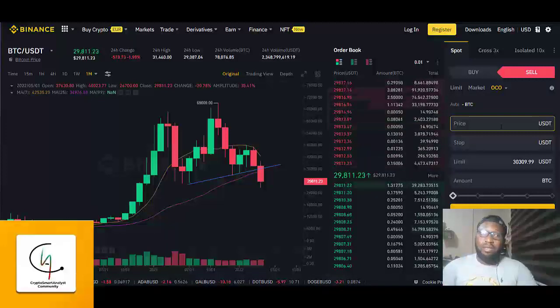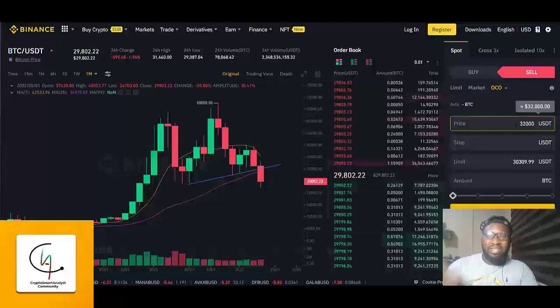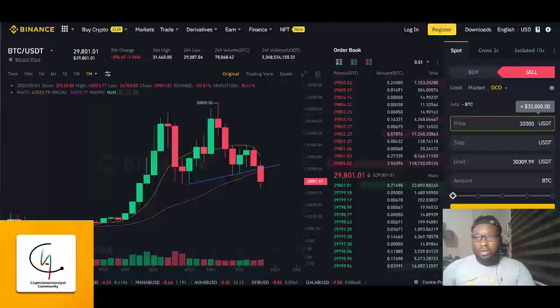It's best to use this whenever you're placing your stop loss. You want to place your target and stop loss at the same time. For the first tab, where you have the price, the first section is where you enter your price. Let's say when Bitcoin gets to 32,000, it should take profit for me. Like I said, I bought at 27,000. So because I bought at 27,000, I'm saying if it gets to 32,000, it should take profit.